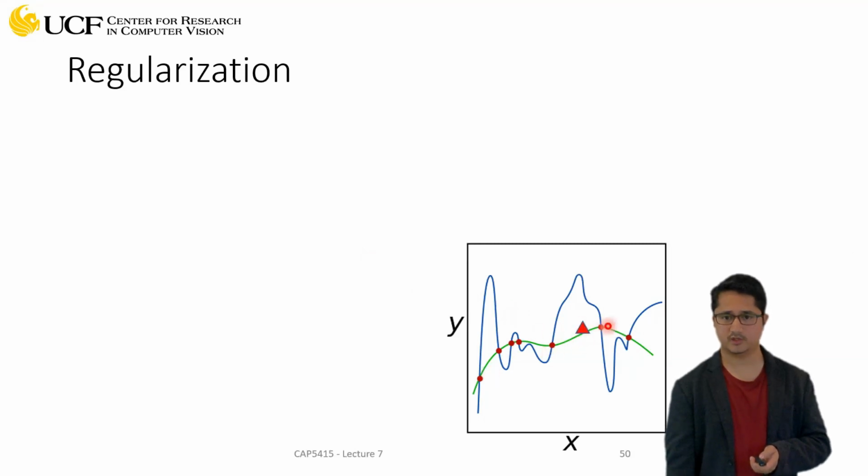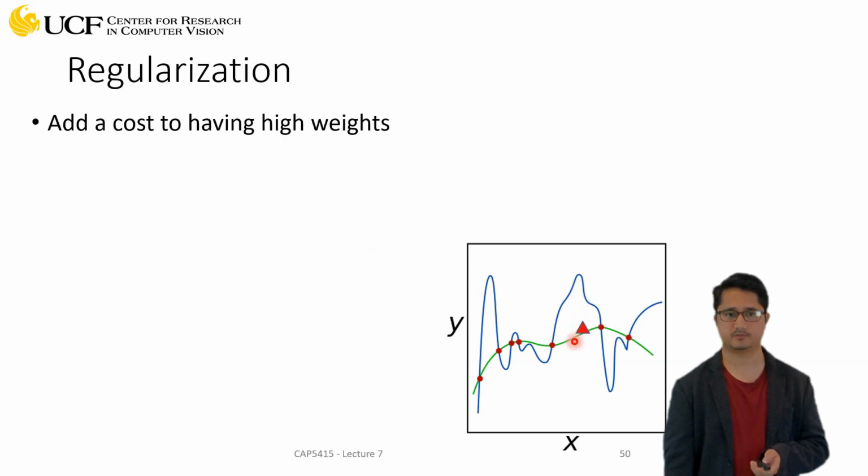So again, this is showing a simple example. The blue curve is overfitting, green is underfitting. And you can see that if this is a testing sample, the blue one is completely failing, but the green one is doing a good job.